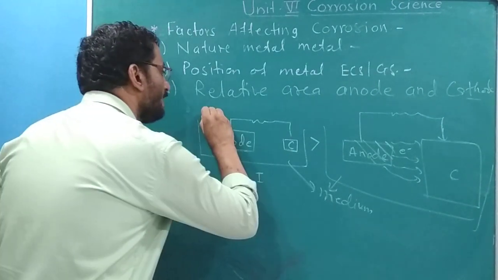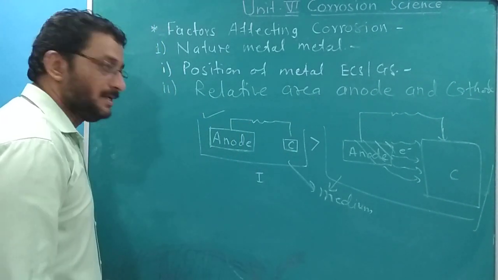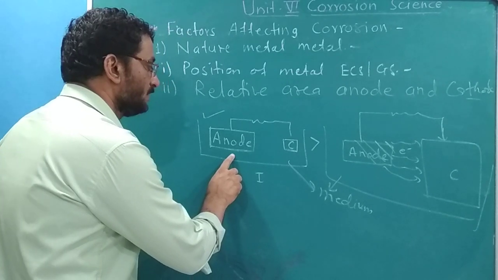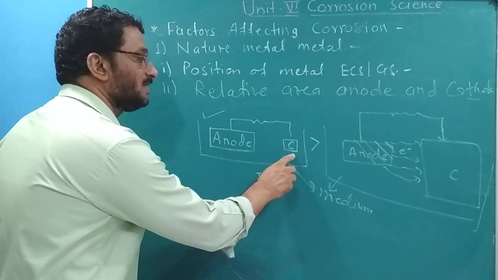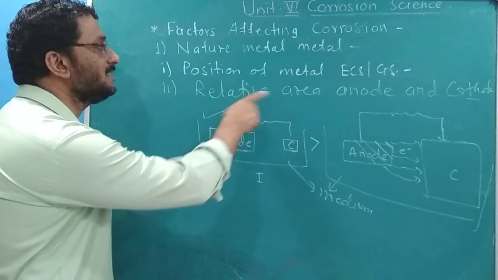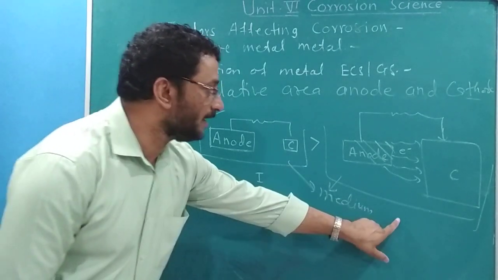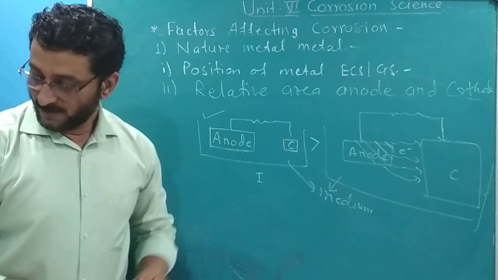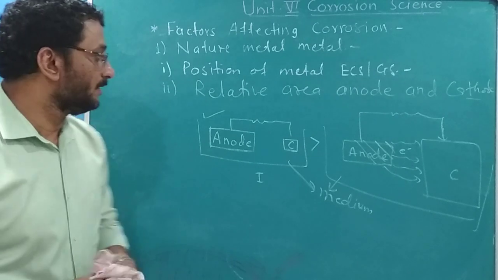So in my system, I will follow this principle. The area of the anode should be as big as possible compared to the cathode. So this is the second factor. This should be avoided. The area of the cathode should be smaller than the area given to the anode.